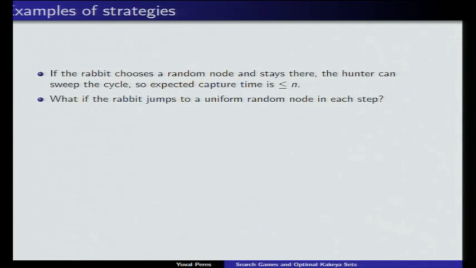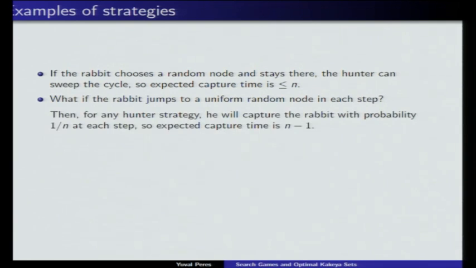So just to set the stage, let's say some obvious things. So certainly the rabbit has many ways to ensure capture time at least n. So one way, you can just choose a random node and hide there without moving. So then the hunter has to explore order n nodes until he finds that. So that will ensure capture time at least n. But also, the hunter, just by sweeping, will capture in time n against that strategy.